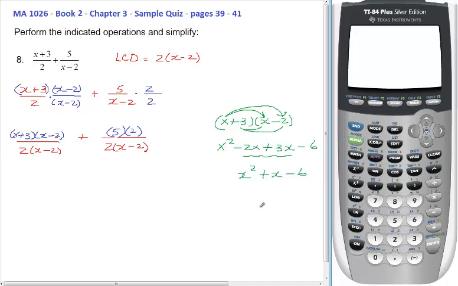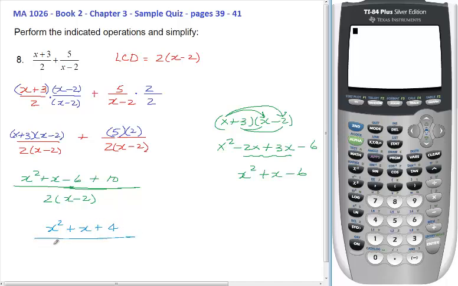Now how do I put that back in over here? I can write it over one denominator, since my denominator is common, and just say it once. The numerator on this side is x squared plus x minus 6. The numerator on the other side will be 5 times 2, which is 10. The only thing left to do is to add these two numbers, negative 6 plus 10. So my final answer will be x squared plus x plus 4, all over 2 times x minus 2.